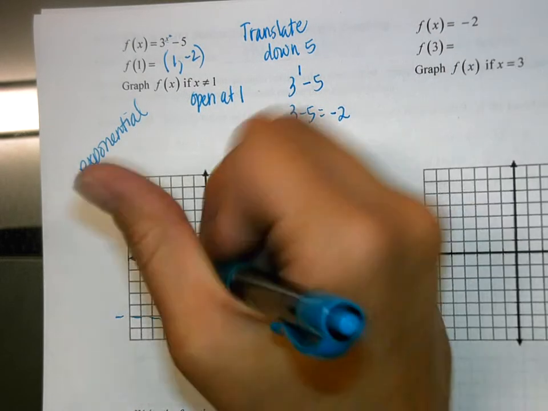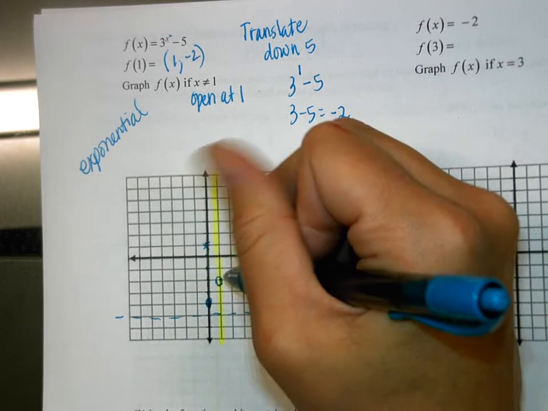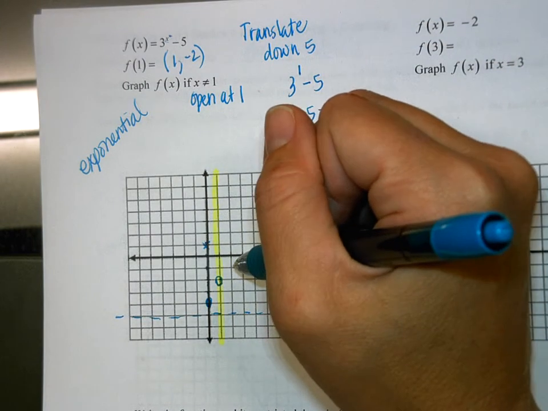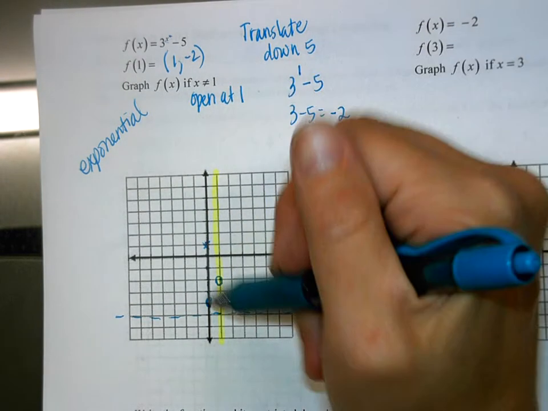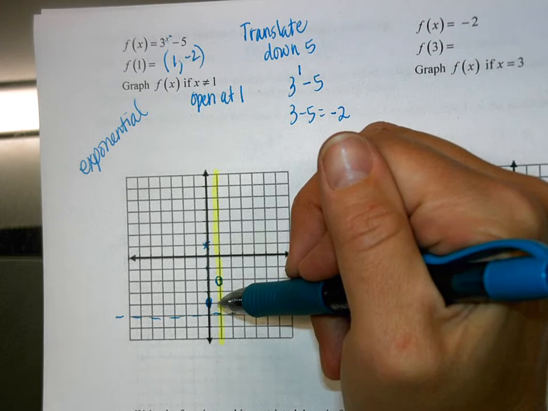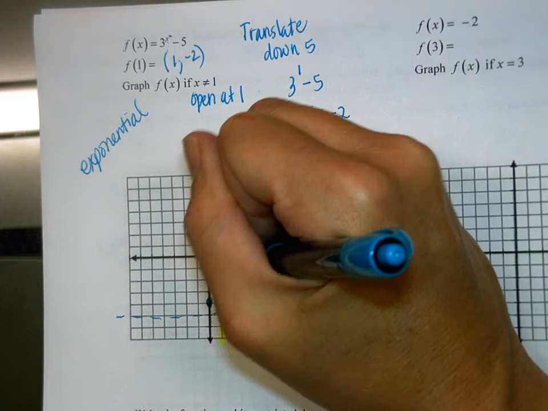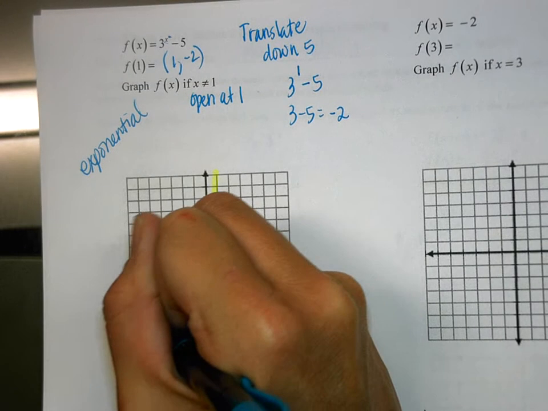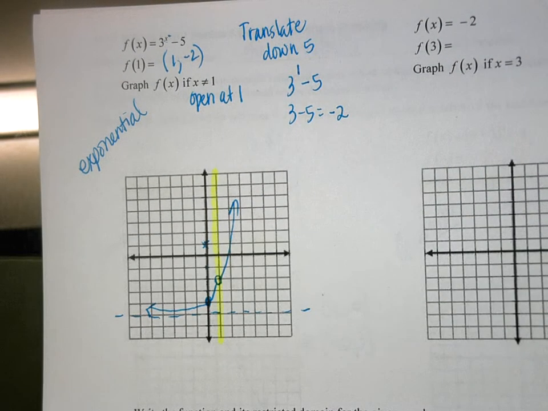So 1, -2. And what am I going to do here? Open circle. And can I make it past that open circle? Yes, because on this one, it's just an open circle at that value, right? And everything else can be graphed. So this is going to keep going up this way, and this is going to keep going down and get close to that asymptote. And it's just an open circle at that one point.